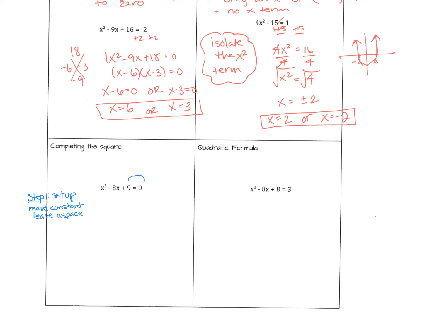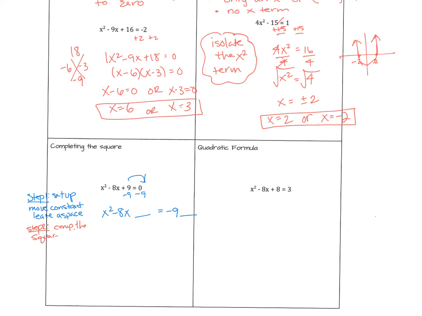So I'm going to move my 9 over by subtracting 9 from both sides. I get x squared minus 8x, leave a space, equals -9, leave a space. So my step 2 is to complete the square. Step 2 is where I complete the square.